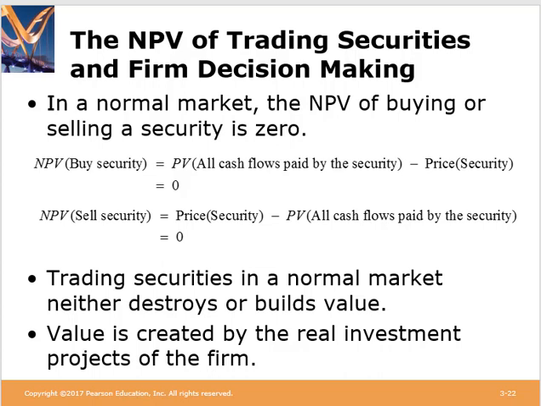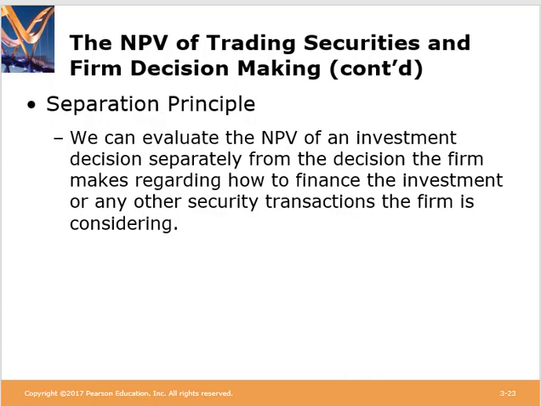Value comes from investing money in assets, not how we get the money, which is the process of issuing securities. So the separation principle says we can evaluate net present value separately from the decision of the company in how to finance that asset. Since issuing securities in itself does not create value, the value ultimately is just created by the actual purchase of the investment itself.